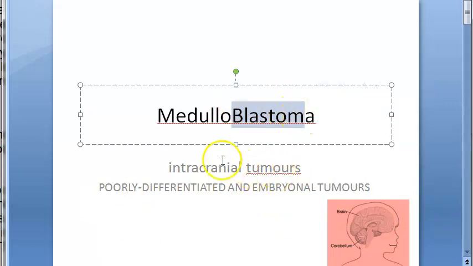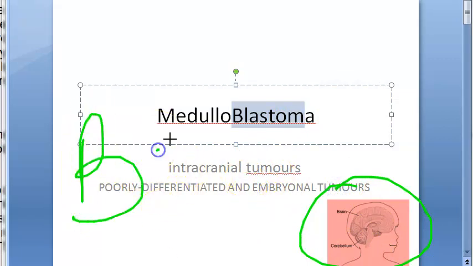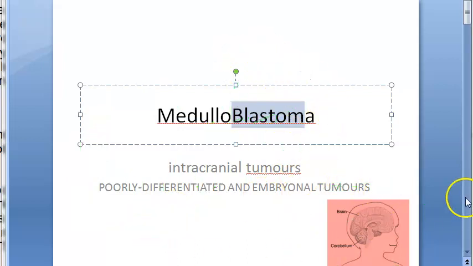And as it is embryonal, it will affect whom? The children. So mostly it will affect children, okay? So what is medulloblastoma? It's a brain tumor or an intracranial tumor. It is an embryonal tumor. That is why the name blastoma. It affects children, correct? That's all as an introduction.